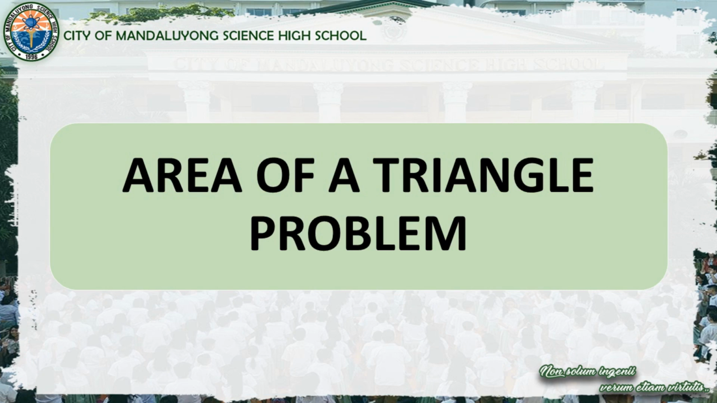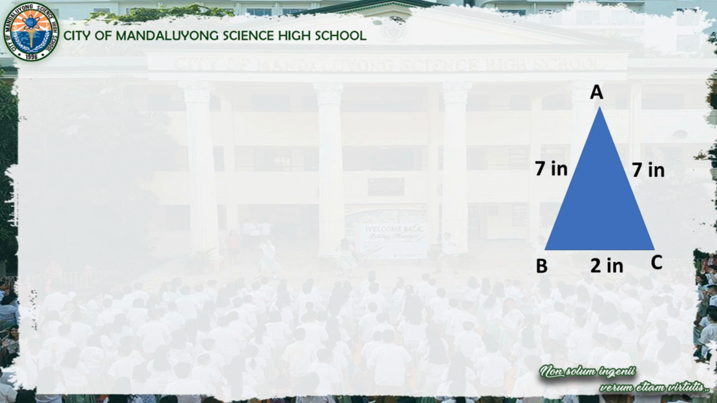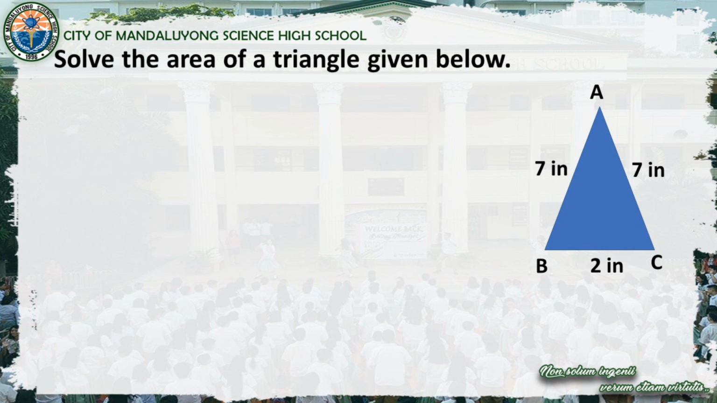Okay. This time, let's try to solve the area of a triangle. In the figure, we have a triangle ABC with sides 7 inches, 7 inches, and 2 inches. The problem here is, what is the area of this triangle? Basically, the area of a triangle is solved by multiplying the base and the height. But in this case, we don't have the height, so we cannot apply that formula.